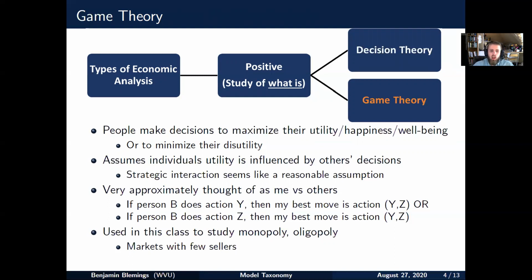One person's best action could also be the best action for another person. If person B does action Y, then the best action for me is move Y or Z. And if person B does action Z, then my best action is either Y or Z also. This is kind of a symmetry thing, but it doesn't have to be. And we'll use this framework, or method of economic analysis, to study markets where there aren't very many sellers, so there's only a couple of players in a game that are competing against each other.